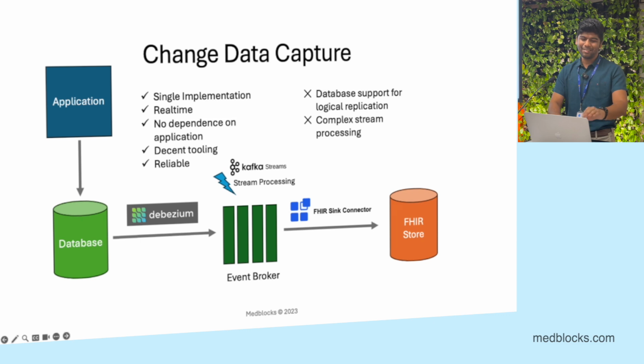So the advantage here is that it's a single implementation. You don't need to write mapping code twice, which is very expensive, if you have to write one separate ETL process and one separate real-time process. There is no dependency on the application. It's pretty real-time. The tooling is decent, but it leaves a lot to be desired. So there are still a few edge cases. And again, it's quite reliable. We've done this a lot, and it's quite reliable. We are happy with what is there.